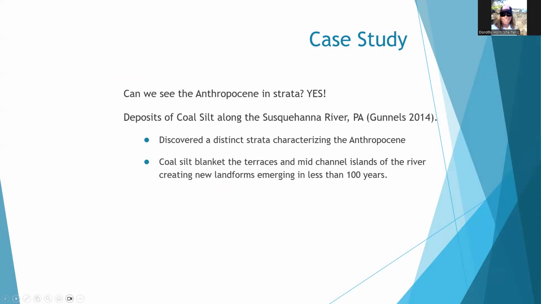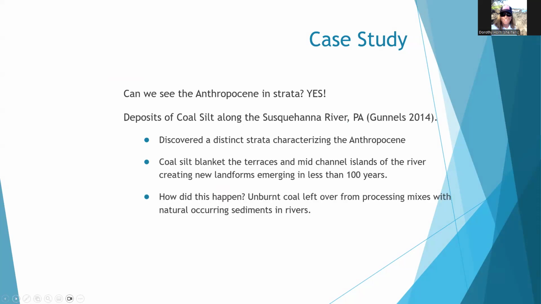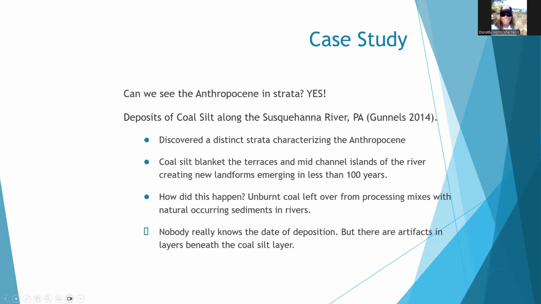There's coal silt that blankets over the terraces in the mid-channel in the river. So these are new landforms that have emerged in less than 100 years. And it's from leftover coal from processing that's being mixed in with the sediment. Nobody really knows when it started, but there's artifacts beneath the layers. It's kind of crazy.